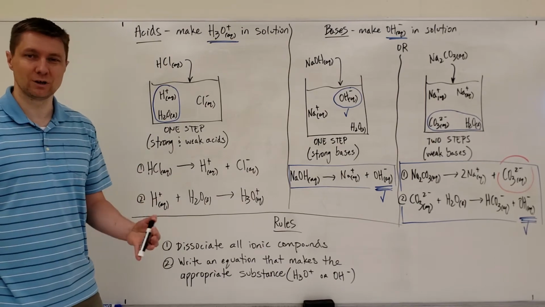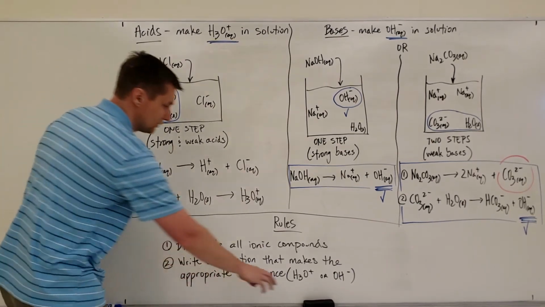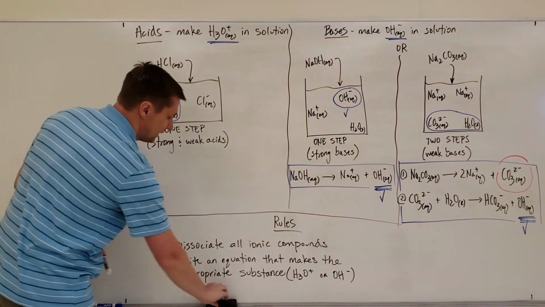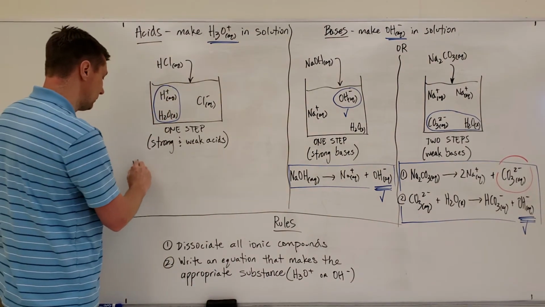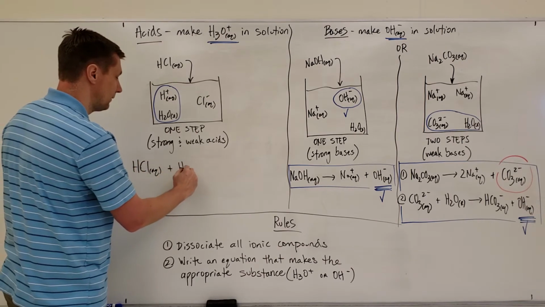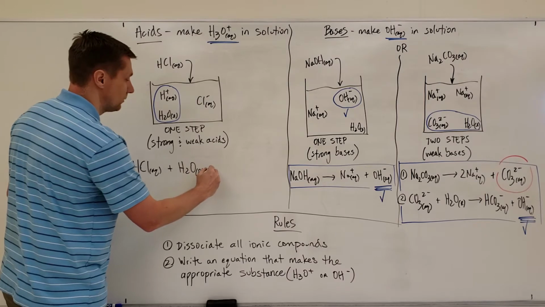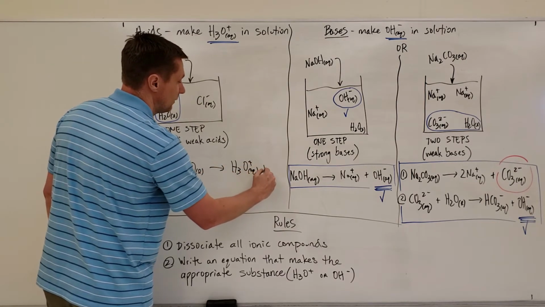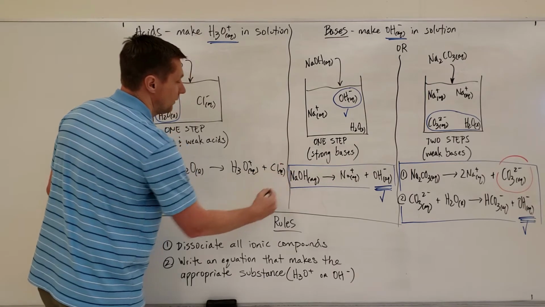But we can illustrate this in one step. And so we don't need to write those out as two steps. What we can do instead is we can go HCl plus water makes hydronium and Cl-.